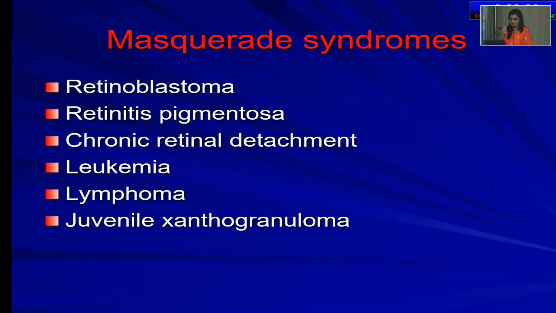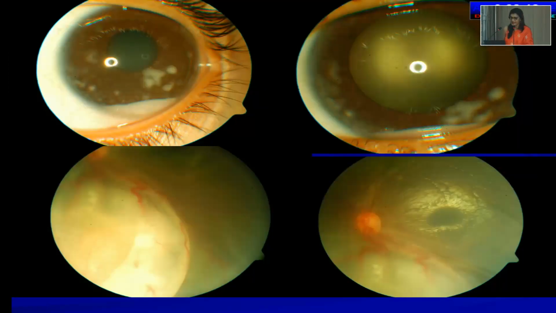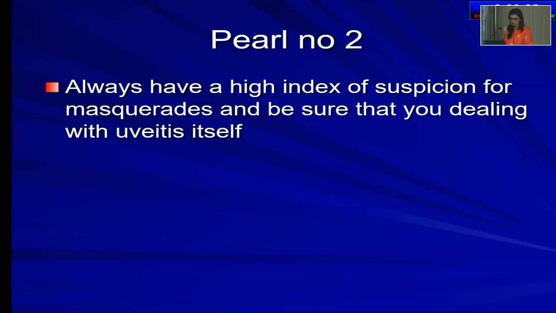The second thing that we have to be aware of is the masquerade syndromes. Retinoblastoma, retinitis pigmentosa with some pigment dispersion, chronic RDs, leukemias, lymphomas, all can mimic uveitis. So this is a retinoblastoma that presented with a hypopyon-like picture, and so do not be mistaken. Again, fundus examination will tell you whether there is any tumor lurking there. If you are not able to see the fundus, at least do a B scan and rule out any tumor in the background. So have a high index of suspicion for masquerades and be sure that you are dealing with uveitis itself.